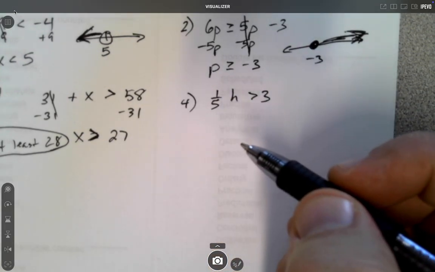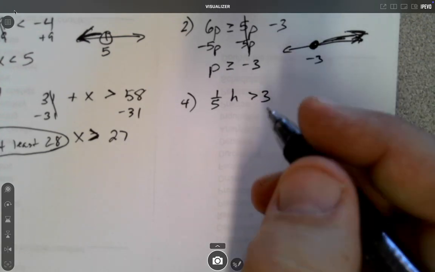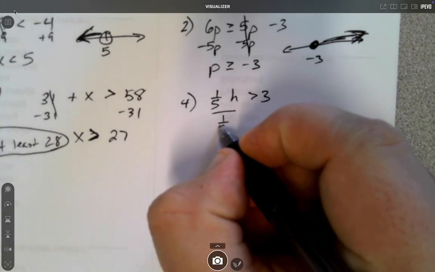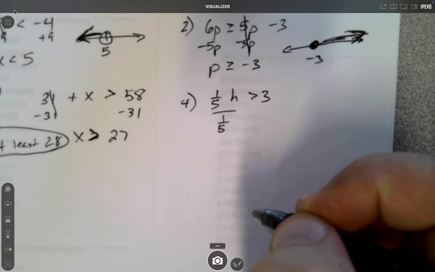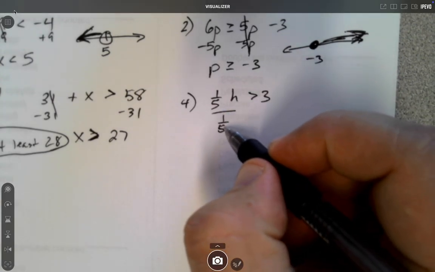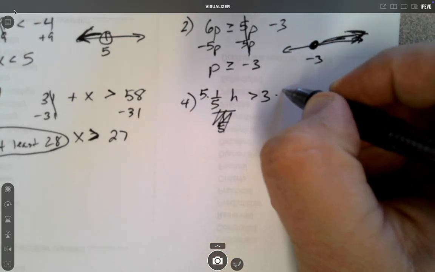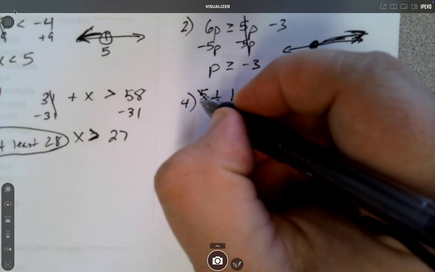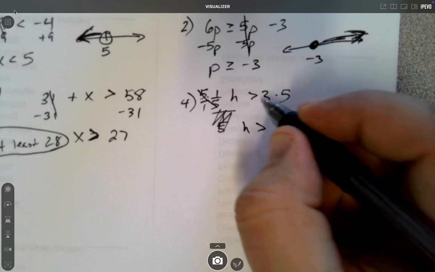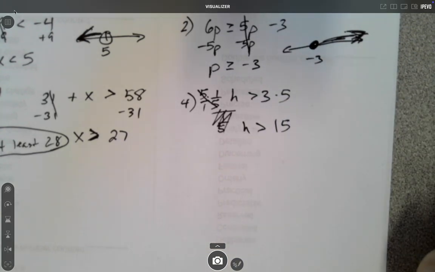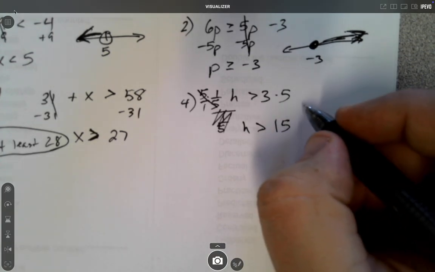So 1 divided by 5, we want to get rid of this 1/5. So you can think about this one of two ways. You can divide both sides by 1/5. That's completely fine. But dividing by a fraction is the same thing as multiplying by its reciprocal. Well, if you flip this upside down, it's a 5. So we'll multiply both sides by 5, because these 5's cancel, because that's really a 5 over 1, leaving just h. And 3 times 5 is 15. So our solution is that h is greater than 15.